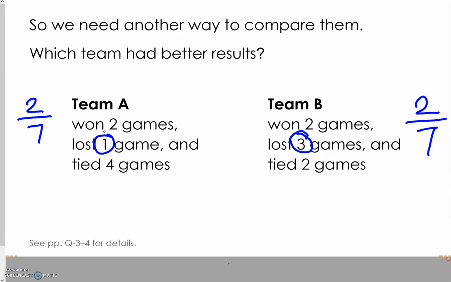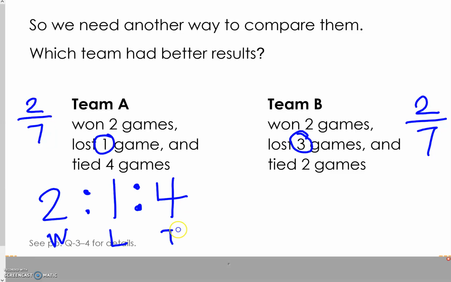Ratios allow us to compare more than 2 numbers. In this case, we are going to compare 3 numbers: wins, losses, and ties. Team A won 2 games, lost 1 game, and tied 4 games. To represent this as a ratio, we separate the numbers with colons. Where 2 represents wins, 1 represents losses, and 4 represents ties.